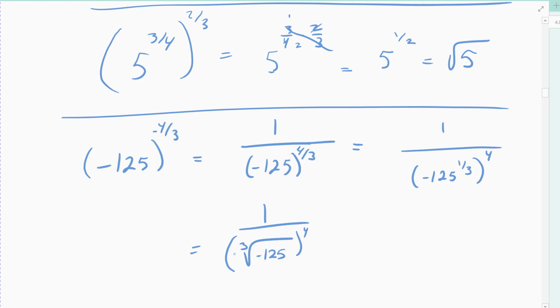Cube roots can have negatives, so I'm fine. It's square roots and even-powered roots that I can't. So the cube root I can. So I can find the cube root of negative 125. And so what value is the perfect cube of 125?